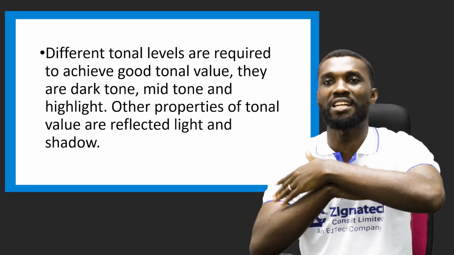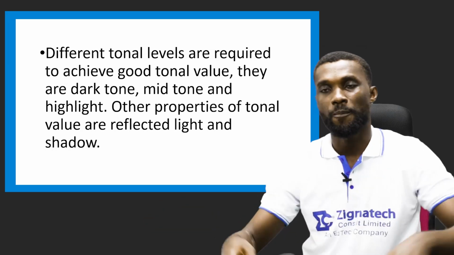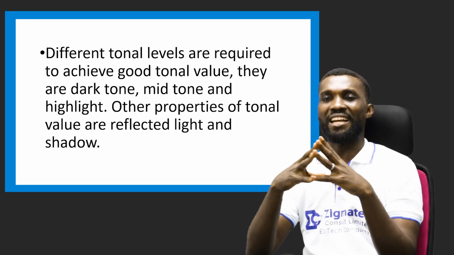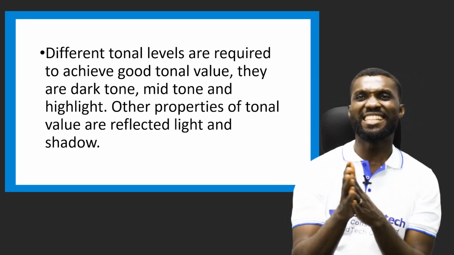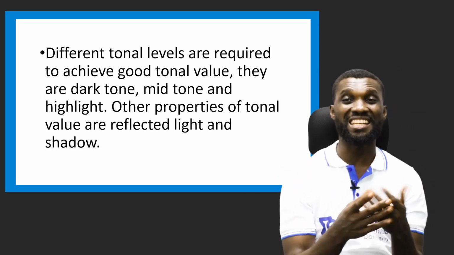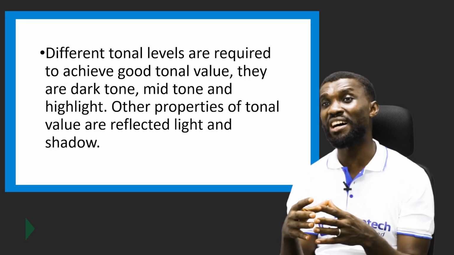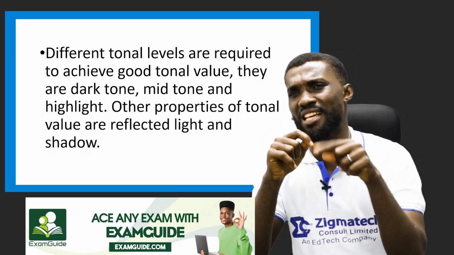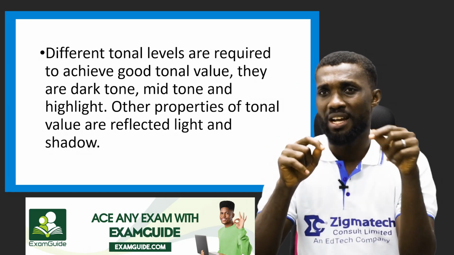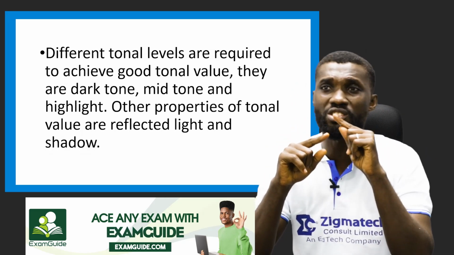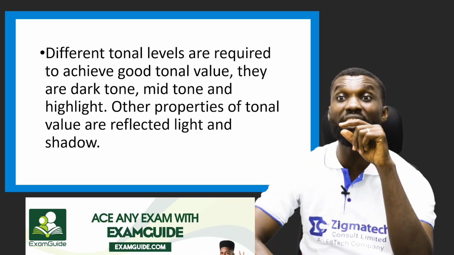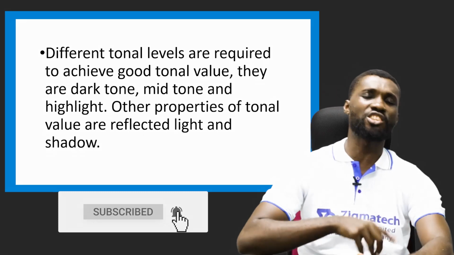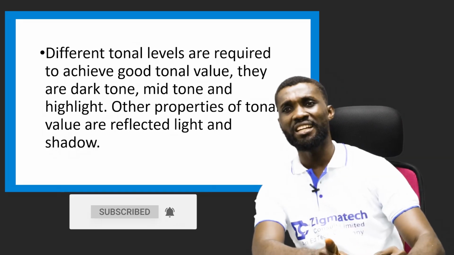The next thing is the point of elasticity. When you pass that point, it breaks. Okay, so the different tones and values required to achieve good tonal value are dark tones, mid-tones, and highlights. Other properties of tonal value are reflected light and shadow. Maybe it was in part 2 that I told you I would explain exactly what the tonal value represents, and what the reflected light and the shadow are. So what exactly is the shadow and what exactly is the reflected light?